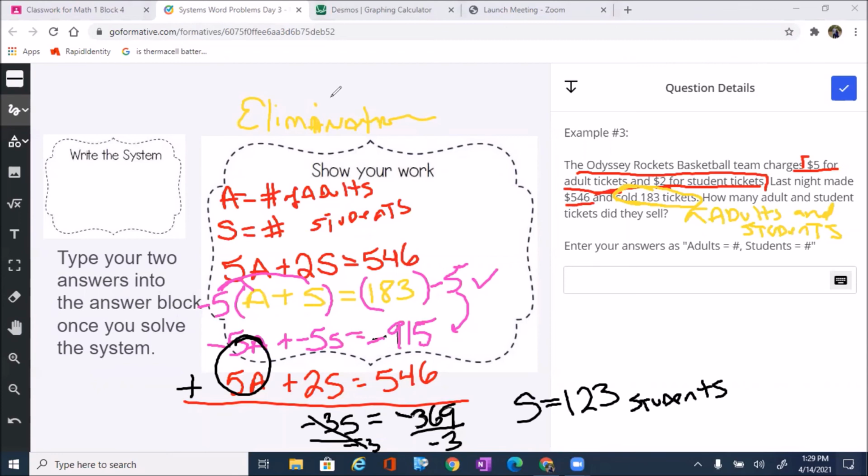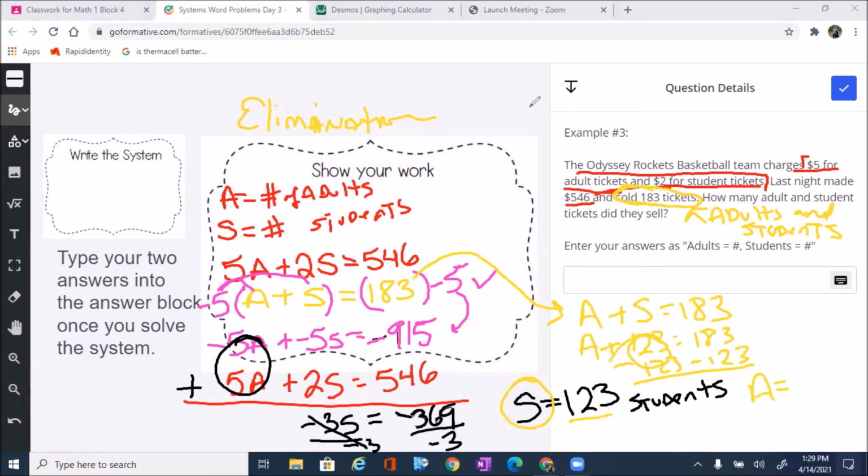Now what we got to do is find the rest of them. Once again, I'm going to go to the easiest equation I can find, which is the original one, which is A plus S equals 183, or A plus, remember we found S to be 123, equals 183. And then what I'm going to do is subtract 123. And the adults are going to be equal to 183 minus 123, which is going to be 60. So that tells us there's 123 students and 60 adults.